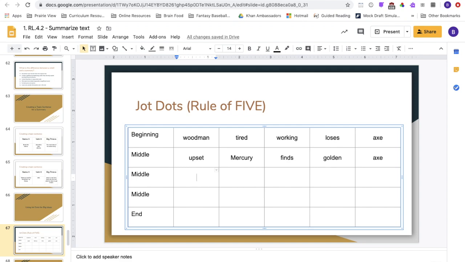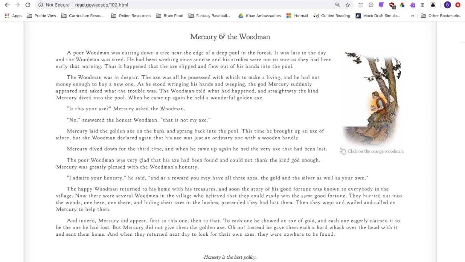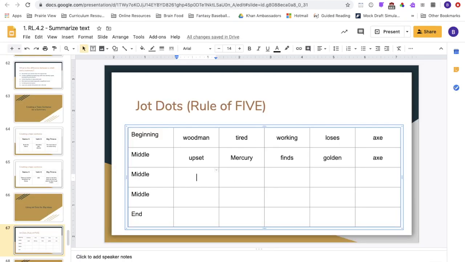Okay, now in the middle, let's see what happens next. Is this your axe? No, that's not, even though it was gold and he really wanted it. Went back and found one of silver, said it wasn't, it was just ordinary. And we kind of learned through this whole thing that the woodman is honest. All right, so he gets all three of the axes, the gold, the silver, and his own. Okay, so Mercury presents silver axe, and I'm going to leave it at that.